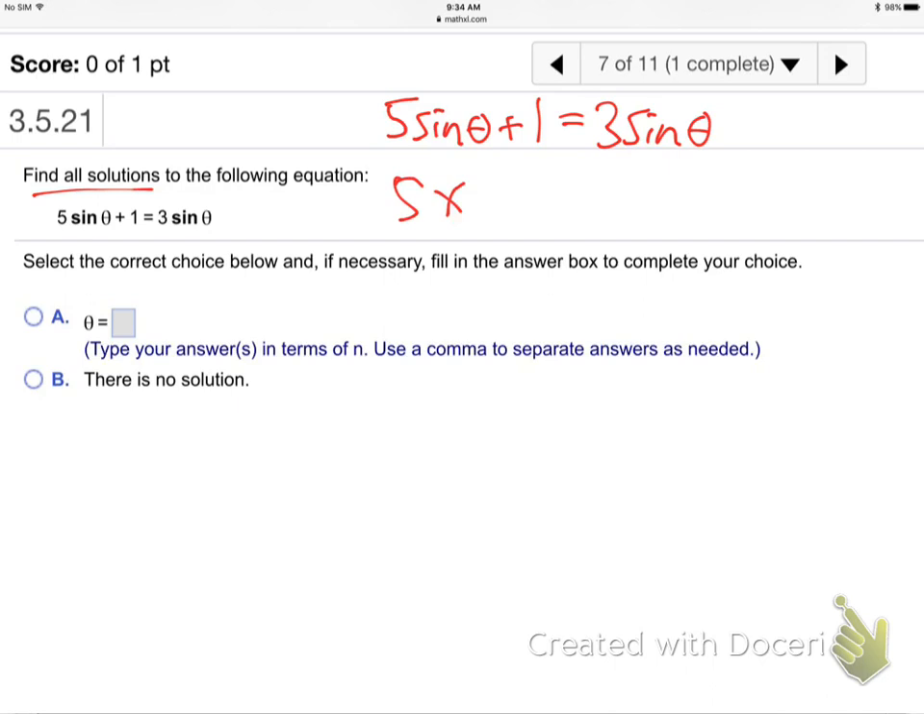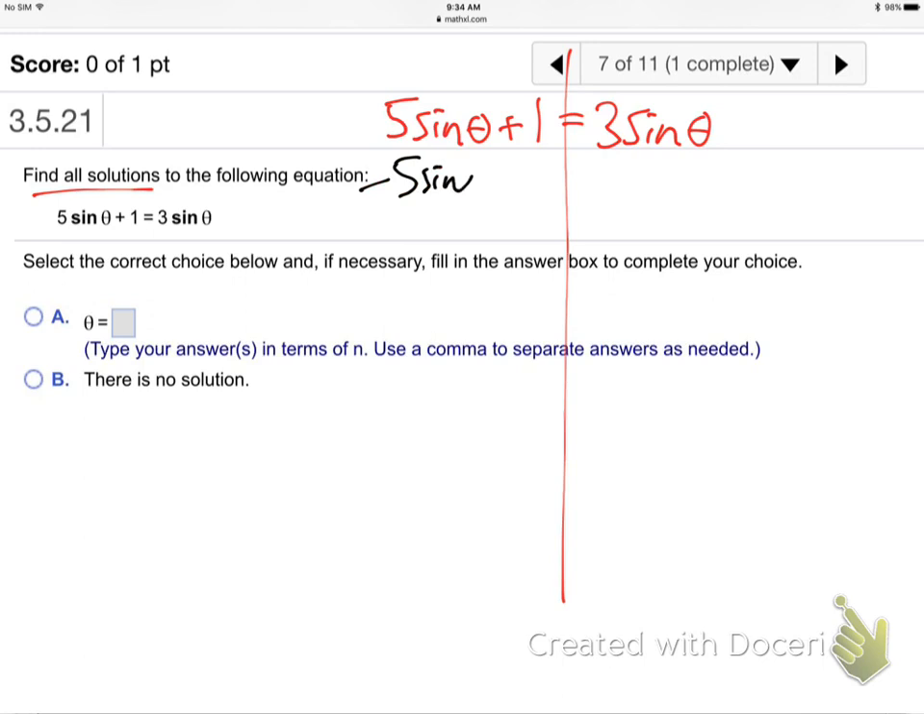Now, let's pretend it just says 5x plus 1 is 3x. Basically treat the whole sine theta like a big x. You know what I mean? You don't have to write an x. I don't mean literally write an x. Just solve for sine theta. So what am I talking about? What do you do when you have a variable, in this case a whole sine theta, on both sides of the equal sign? Yeah, get rid of one of them, huh? It doesn't really matter which one, right side, left side, whatever.